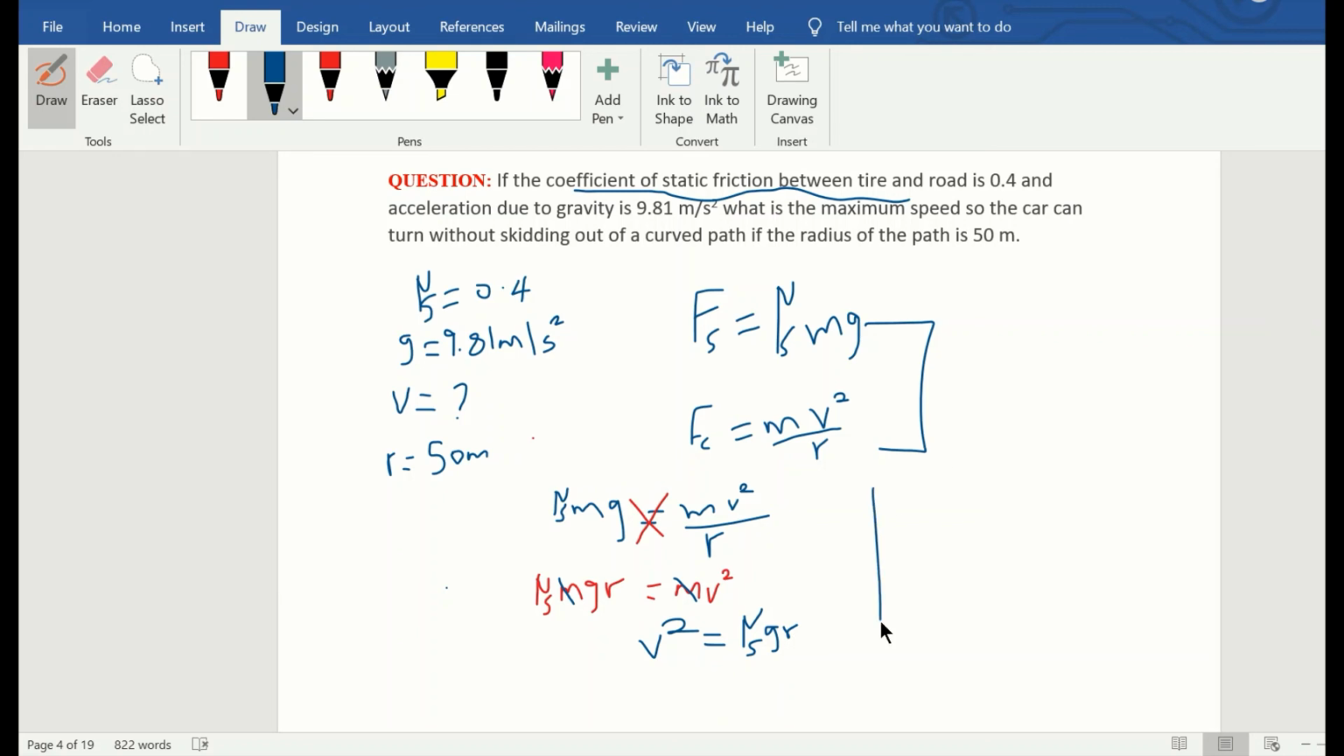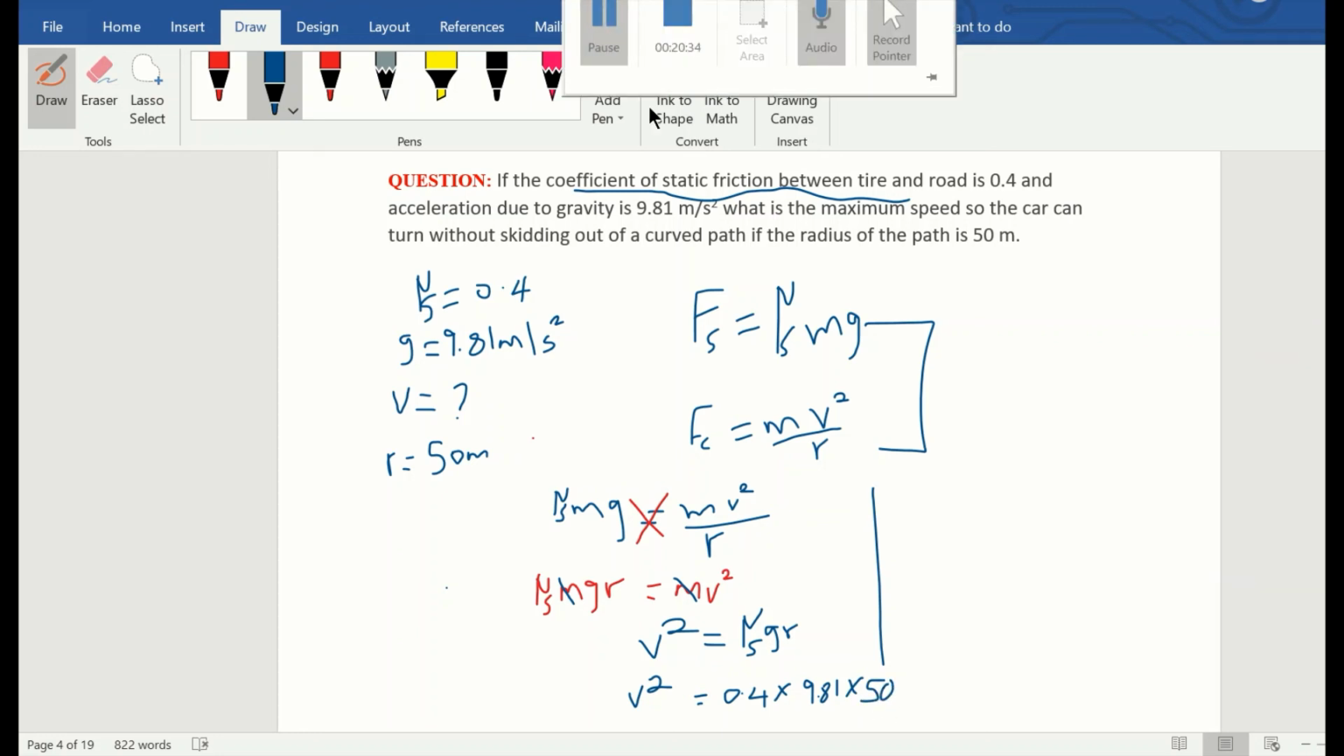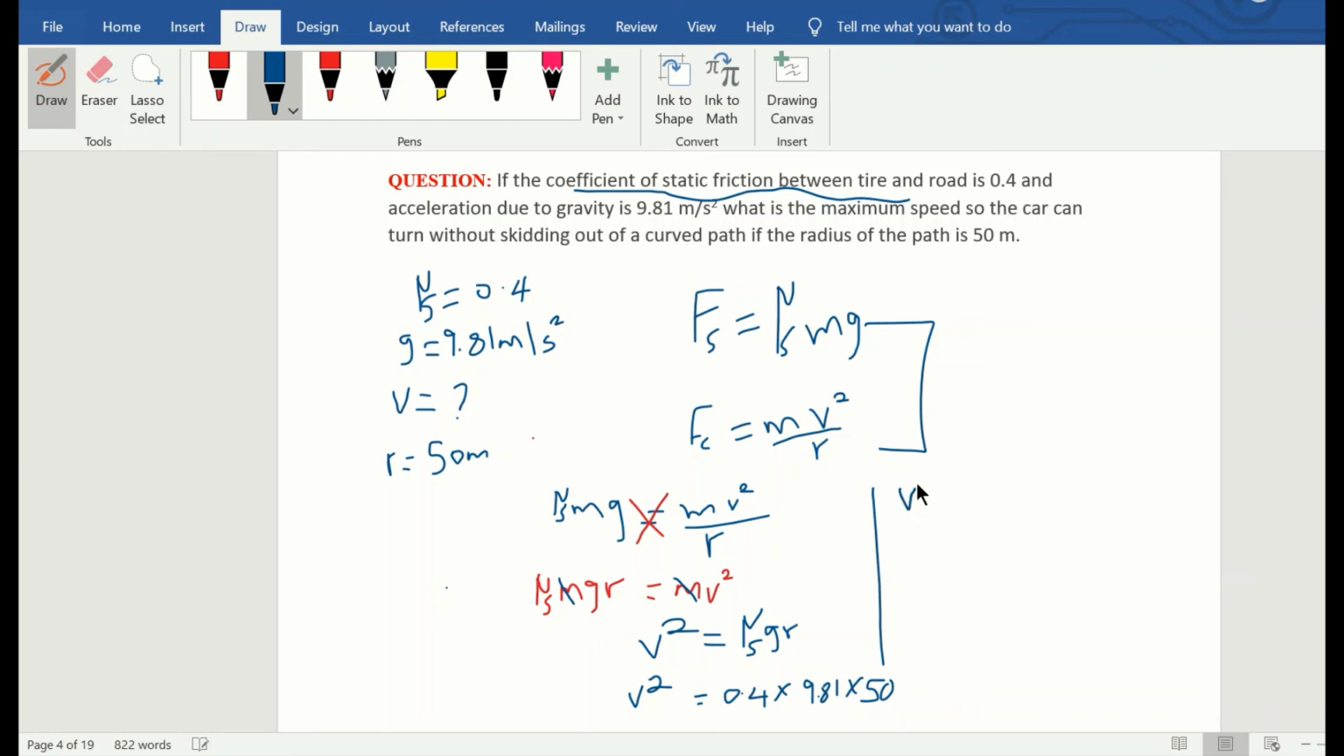So what next? I will log in my data. So therefore I have v squared equal to, my friction coefficient is 0.4, so I have 0.4 times my g, which is 9.81, times my radius, which is 50.